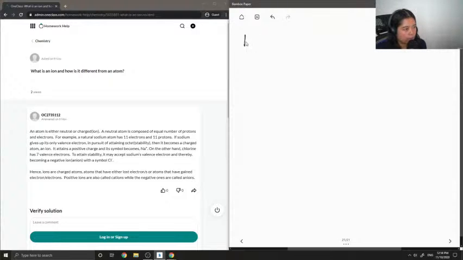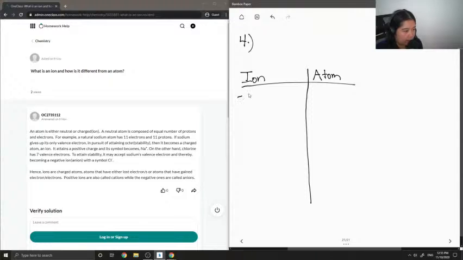Okay, so question number 4 just asks, what is an ion and how is it different from an atom? So an ion, let me just write out a table. I don't even think it needs to be that big. But an ion is when the species is charged. So it can either have a negative charge or it can have a positive charge.